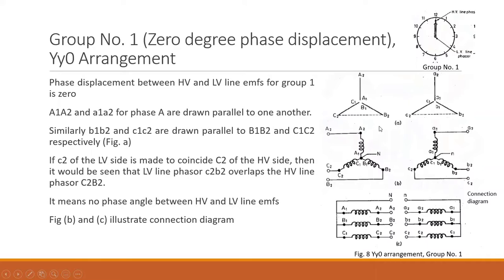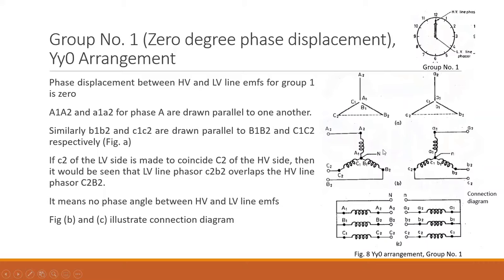Considering this phasor diagram, you can make the connection diagram. You can show the winding here. So for HV windings, it is shown in this connection diagram. You could use either connection diagram, there is not an issue. In a different way, the connection diagrams are shown here. So here neutral is also marked. This is your star point A1, B1 and C1.